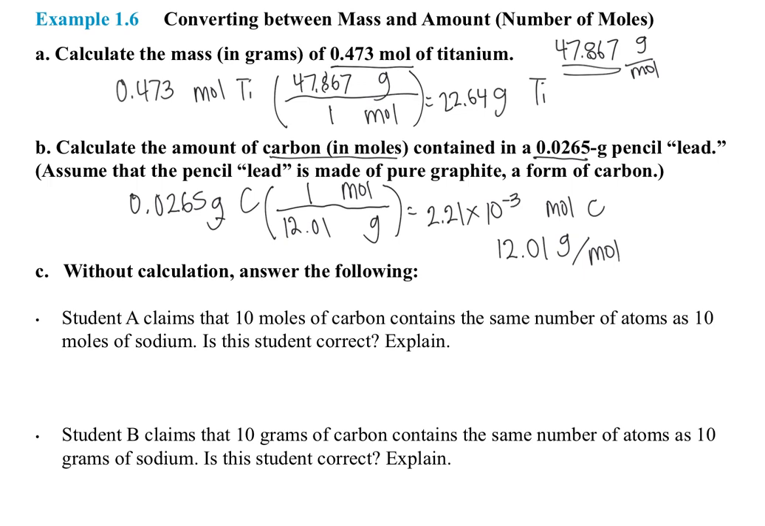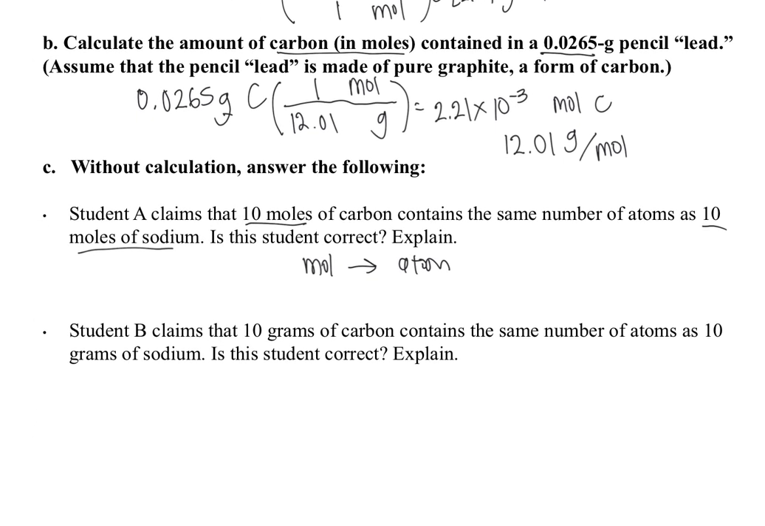All right, so now without calculation, we have these two scenarios. The first one, student A claims that 10 moles of carbon contains the same number of atoms as 10 moles of sodium. Is that correct? So this one is using moles to atoms. Okay, now in the second scenario, we have a student that claims 10 grams of carbon is the same number of atoms as 10 grams of sodium. So here we have grams going to atoms, but to do that we have to do moles first and then atoms.